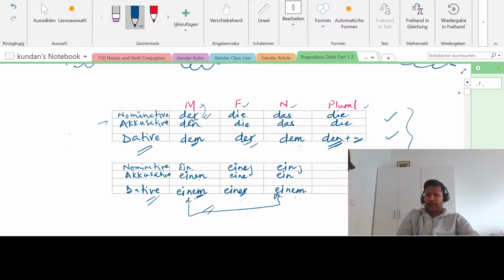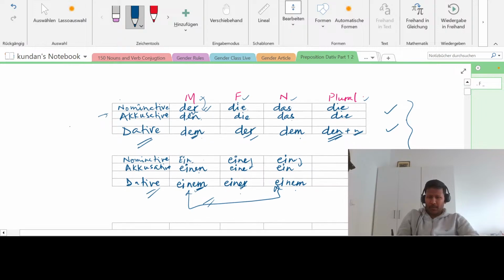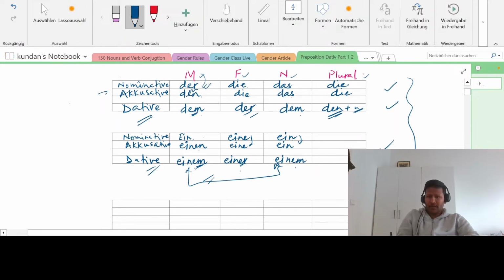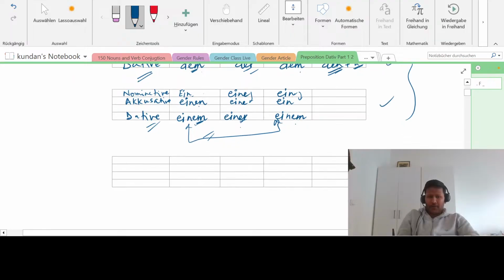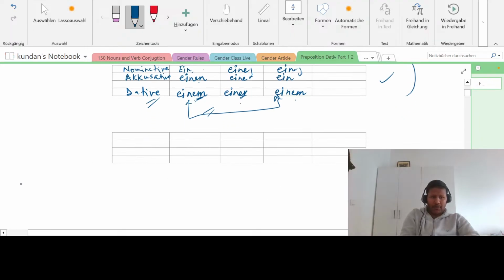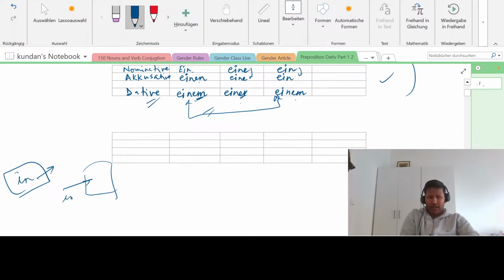Now let us come to the topic for today. Let me give you one sentence to understand. This is in. When you are going inside some house, you say into. But when you are inside the room, you say in.